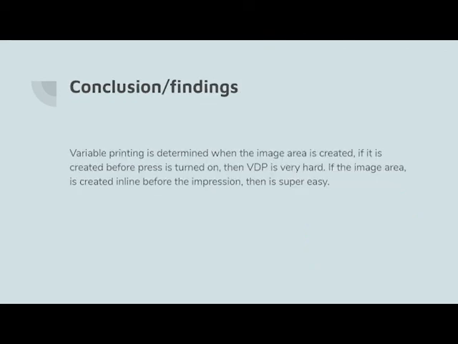In conclusion, my findings were that variable data printing is determined on when the image area is created. If it's created before the press is even turned on, it's going to be really hard. But if the image area is created inline before each and every single impression and it changes, then it's really easy to have variable data printing and really economical.